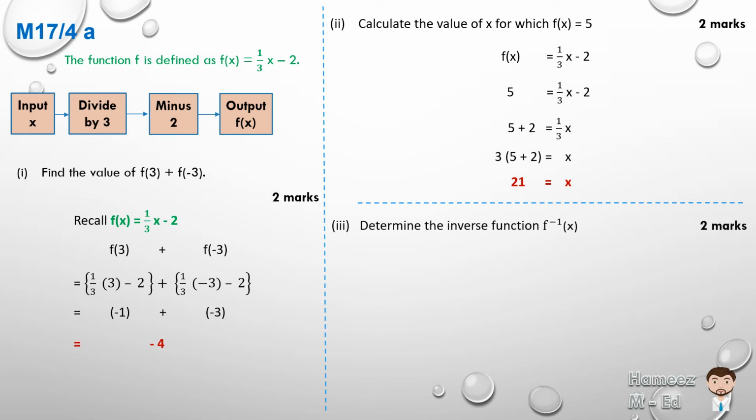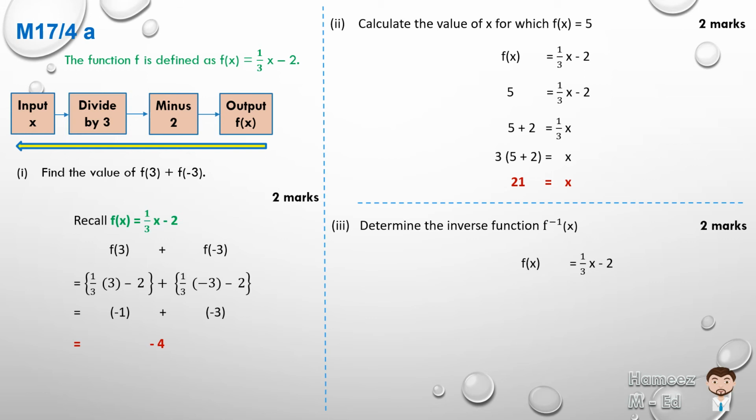And part 3, determine the inverse function f inverse x. So it's the same sort of working. We're finding the inverse, meaning that if we started with the output, where that box is on the right side, and we're going backwards, what function will give us the opposite direction of what we have? So f of x equal to 1/3 x minus 2.